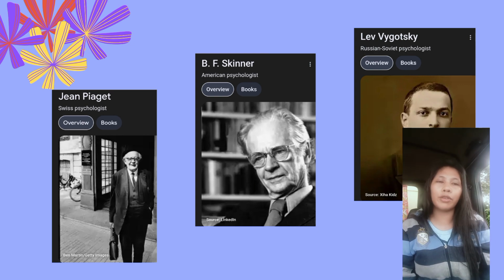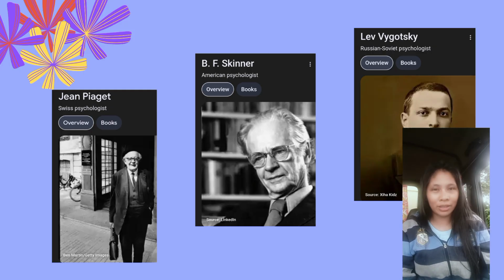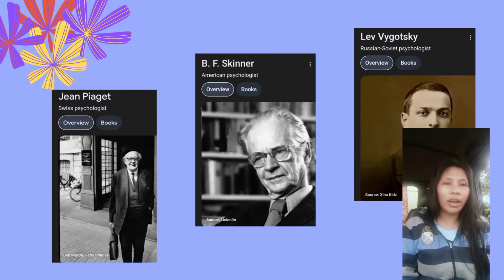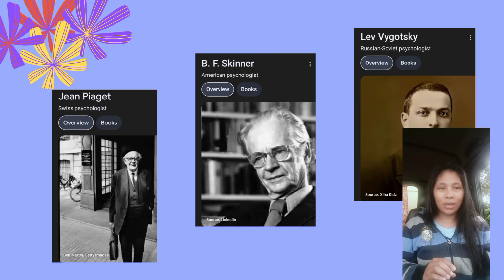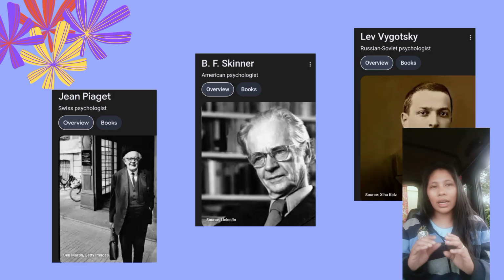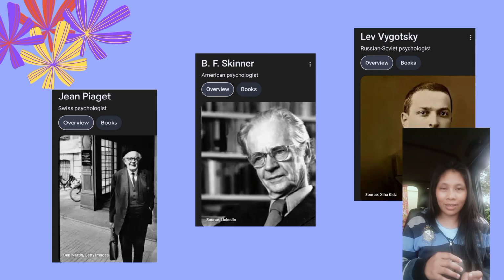While for Skinner's reinforcement, can anybody recall Skinner's reinforcement theory? Very good. Skinner suggested that children learn language through operant conditioning, where they are rewarded for correct language use and corrected for errors. So the correcting of errors and the rewarding of correct use, right? That's operant conditioning.